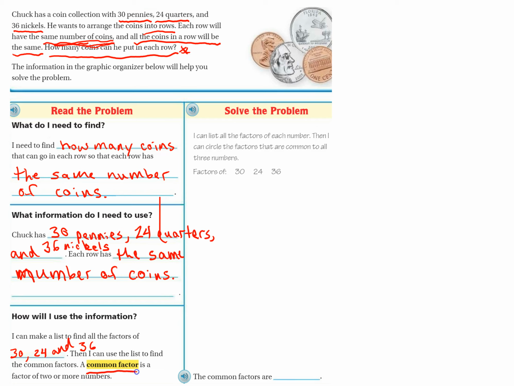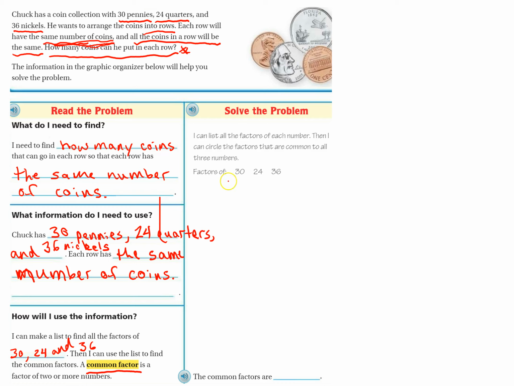A common factor is a factor of 2 or more numbers. Okay, so let's make our factors. I can list the factors of each number, then I can circle the factors that are common to all 3 numbers. Okay, so let's find the factors of 30.